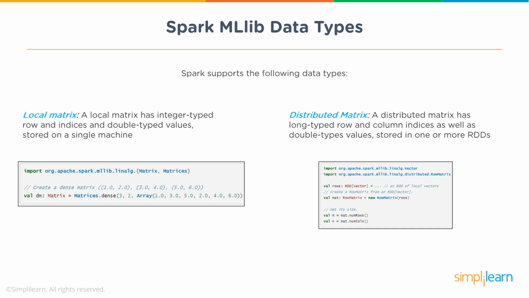Now you can have an indexed row matrix also as a part of your distributed matrix, that is similar to a row matrix but with meaningful row indices. You could have a coordinate matrix, that is a distributed matrix backed by an RDD of its entries. And then you can also have a block matrix, which is again a distributed matrix backed by an RDD of matrix blocks. So you can have all of these within your distributed matrix: the block matrix, the coordinate matrix, the indexed row matrix, and the row matrix. So these are the different data types which are supported by MLlib.